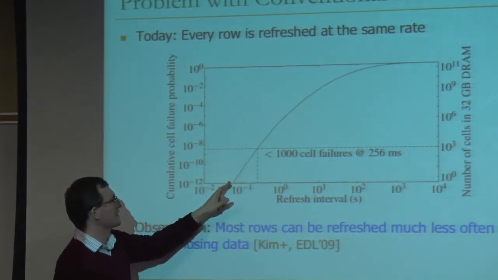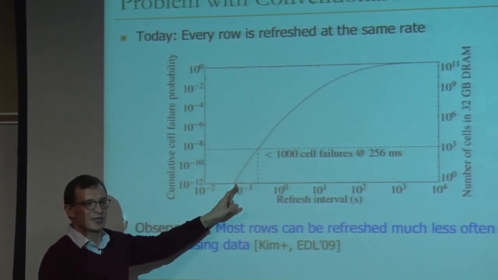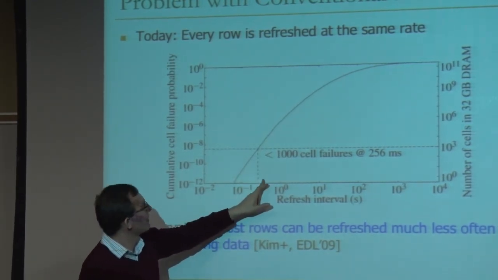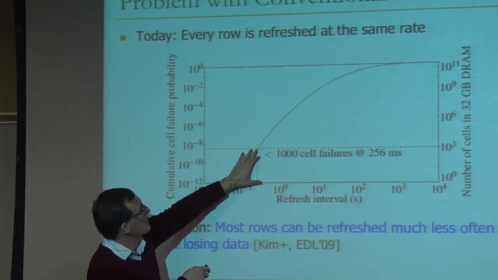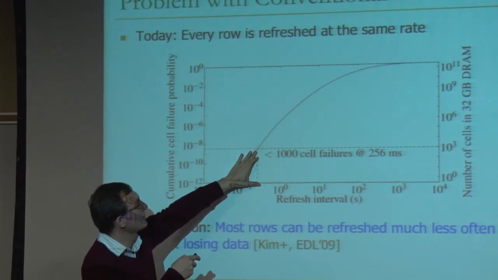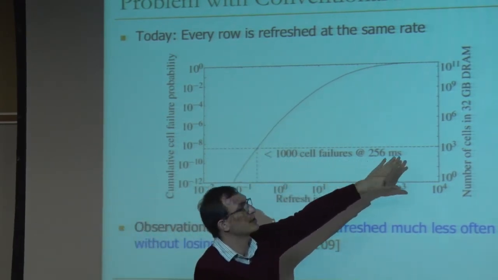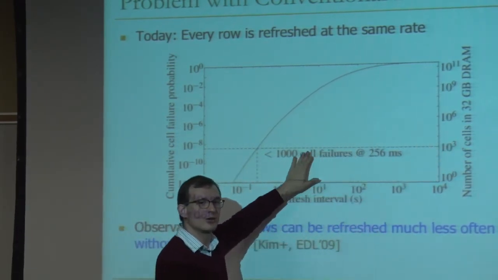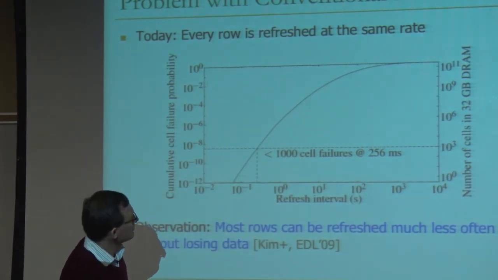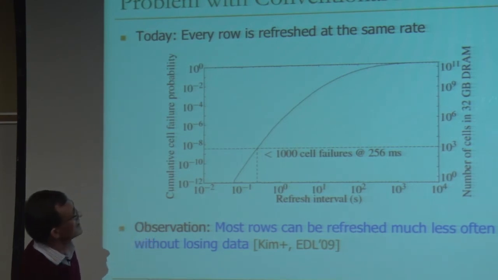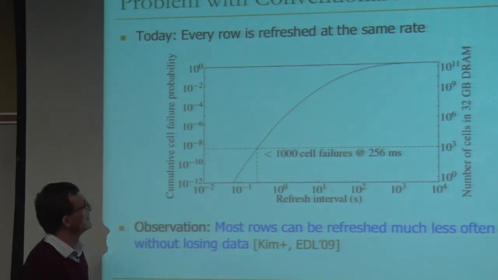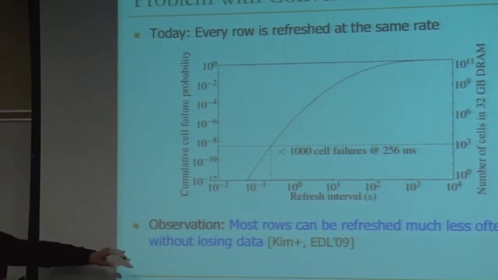Below 64 milliseconds, well, you cannot do that, because DRAM manufacturers say you set the standard, right? Now, if you go a little bit above, if you make the refresh interval 256 milliseconds, you get only about 1,000 cells failing in a 32 gigabyte DRAM. Right? So it's not a whole lot. And actually, most DRAM cells still retain data even at 100 seconds or 10 seconds, if you look at this graph. Right? So the takeaway is most rows can be refreshed much less often without losing data.